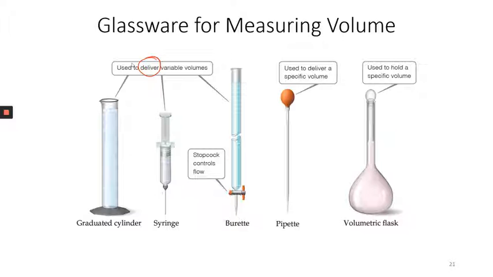various volumes, okay? If you want to have one specific volume, then you would use a pipette or a volumetric flask. Normally on your volumetric flask, there is a line, there's just one line, and say this was 1 liter. That means if you fill it right to that line, you have 1 liter. So these are only good for one specific volume. These you could use to measure multiple volumes.